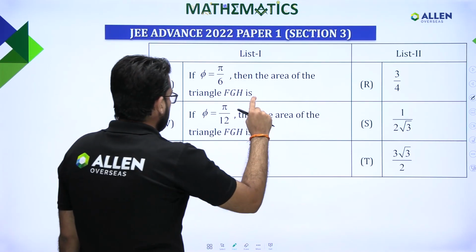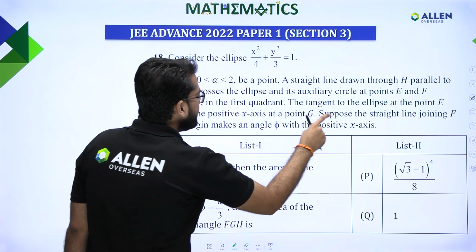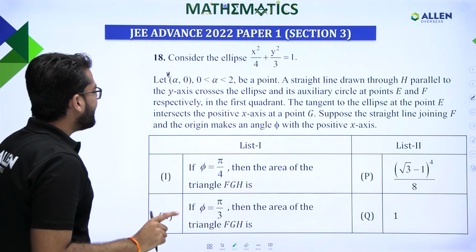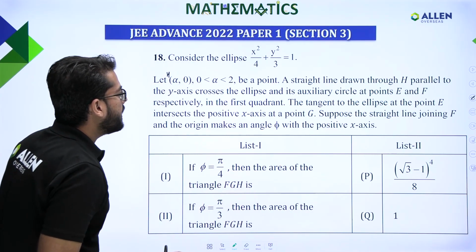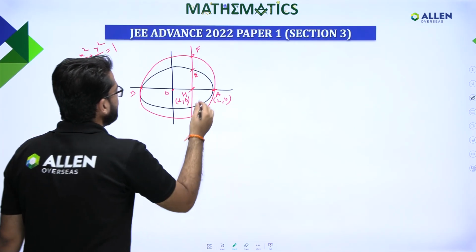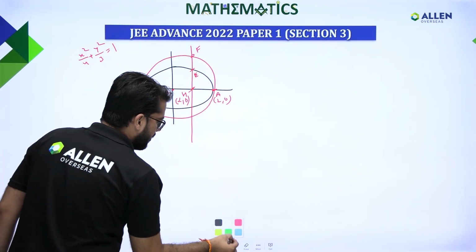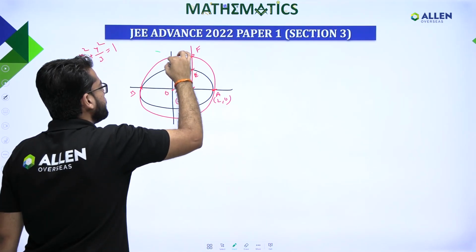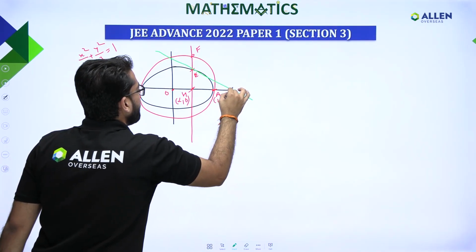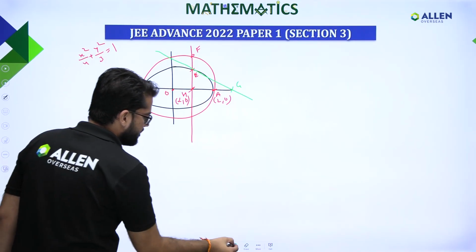What happened? The tangent to the ellipse at the point E intersects the positive x-axis at a point G. Okay, so we need to draw one tangent at a point E. So we can draw it as this type, right? So let's say here we have the G.